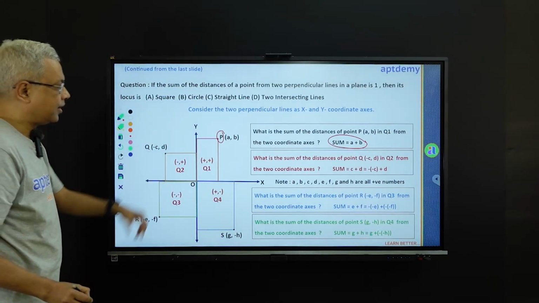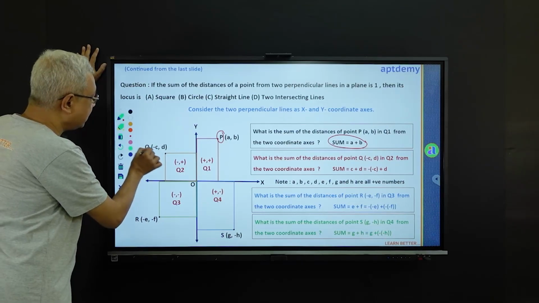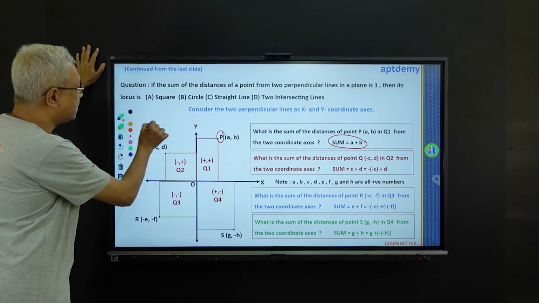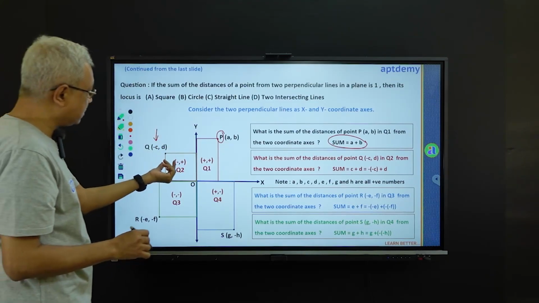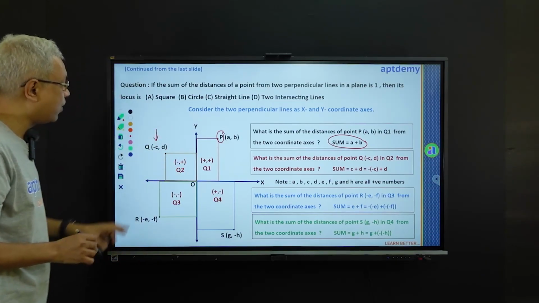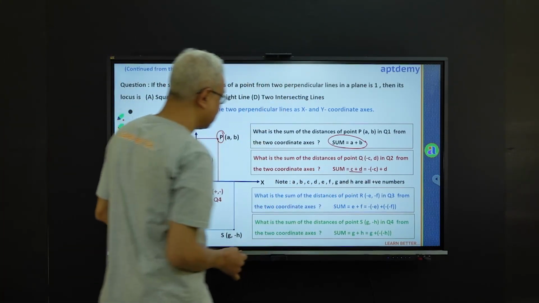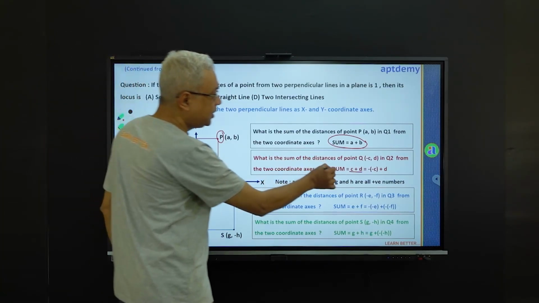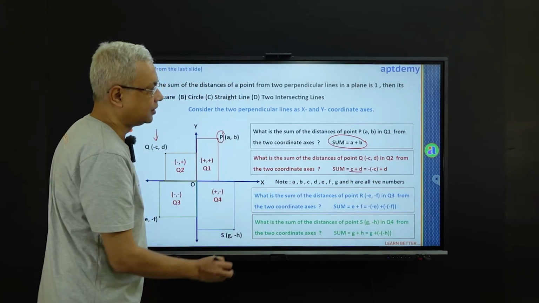Okay. Now consider the point lies in the second quadrant. Then its coordinate can be written like this, (-c, d), where c and d are positive numbers, because in the second quadrant the x coordinate is negative and the y coordinate is positive. And here what is the distance? The distance is actually c plus d. The sum of the distances is c plus d. And c plus d I can write like this, negative of (negative c plus d). Carefully note.